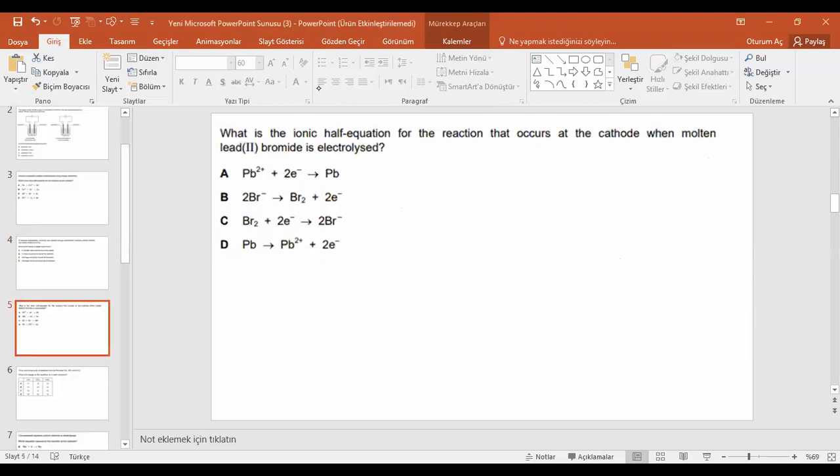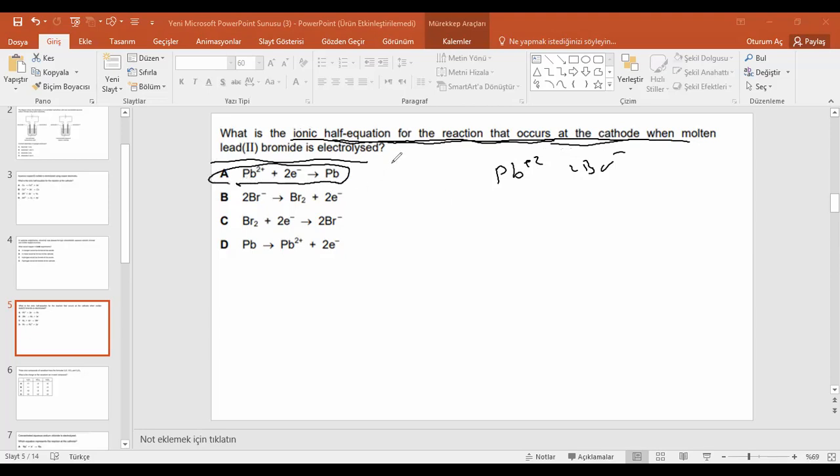Let's move to the next question. What is the ionic half equation for the reaction that occurs at the cathode when molten lead bromide is electrolyzed? As we said, lead bromide is Pb2+ and 2Br-. So this is very simple, guys. At the cathode, Pb2+ gains 2 electrons to become Pb. The other option is totally wrong. So the correct answer here is A.